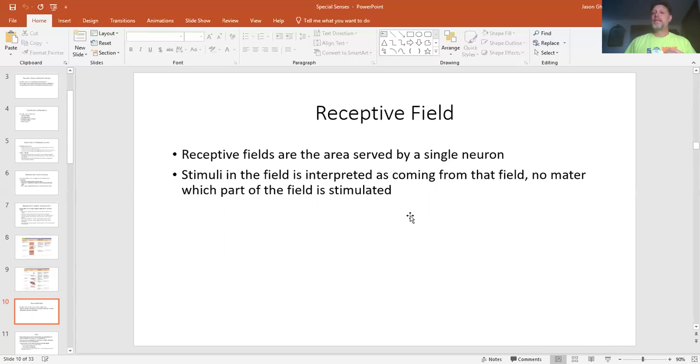So places where we need to have lots of definition, we have a narrow receptive field. Fingers are a good place for that. So again, anywhere in that field that is stimulated is coming from that field. If you have a spot on your back, it's like, it's right over here. And like, well, no, it's not. You got to get a little bit further because it's a larger receptive field, but we can feel it really easily with our fingers. And that's a smaller receptive field.